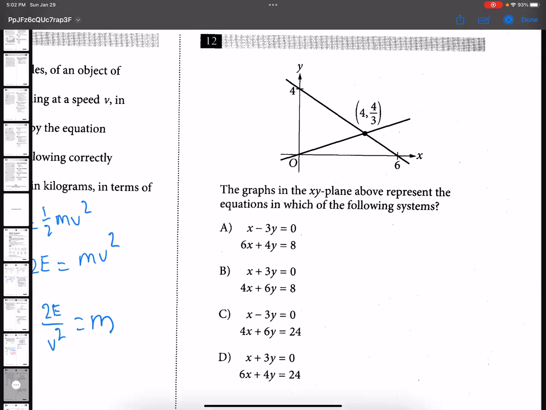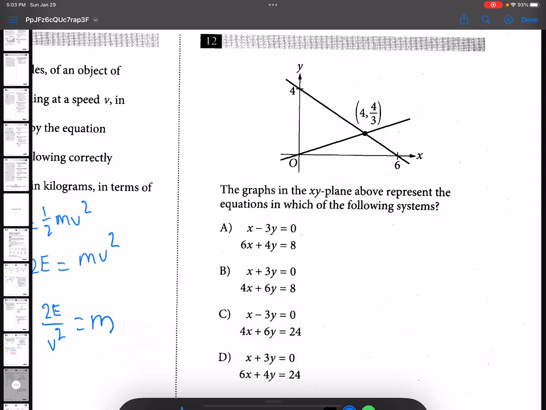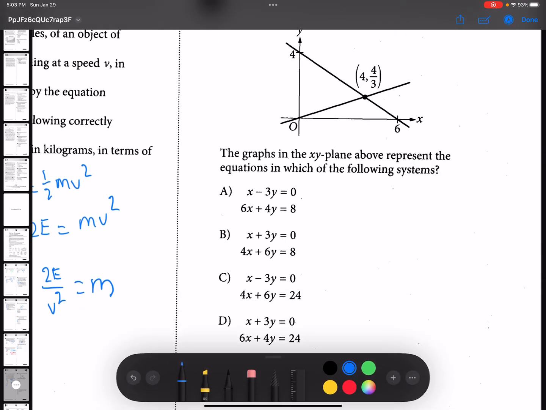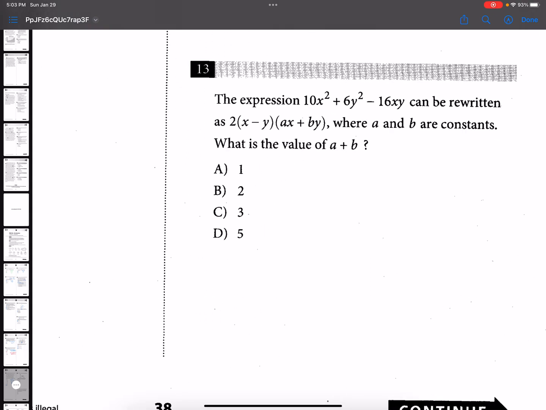Okay, 12. The graph in the xy plane above represents the system of equations in which of the following systems? Okay, well, our vertex is 4 and 4/3. If we look at this, 4 minus 12 is not equal to 0, so our answer is not A. We take the next one. 4 plus 4 is not equal to 0. Next one, 4 minus 4 is 0. If we look at this one, 16 plus 8 is 24. So that means our answer is C. So you're just basically substituting the values. Pretty self-explanatory. 13.